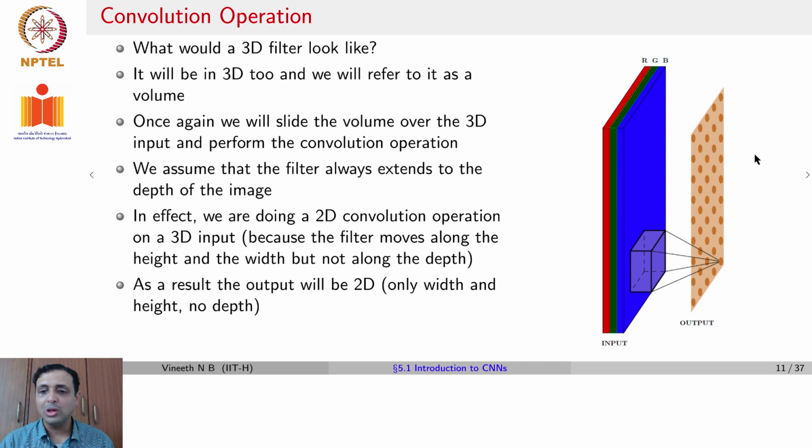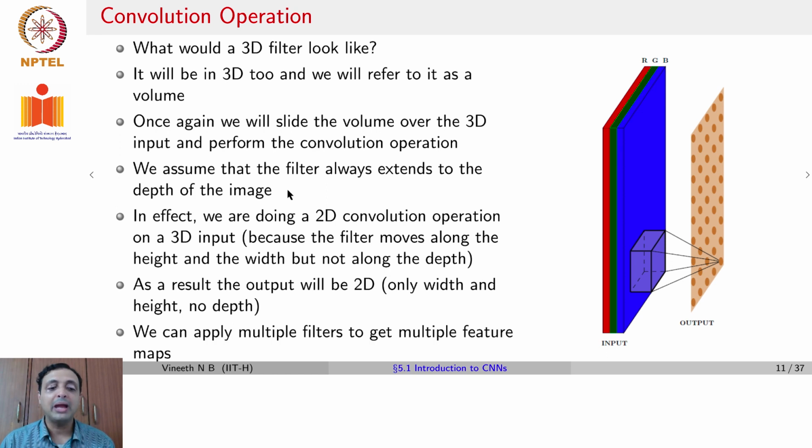Then can't you get a volume? Can't you get a 3D output here? You can, even with this operation, by defining multiple filters. If you define multiple such filter volumes, for each filter volume, you would get one such output or one such feature map. And by using multiple filters, you would get multiple such feature maps, which together form a volume.